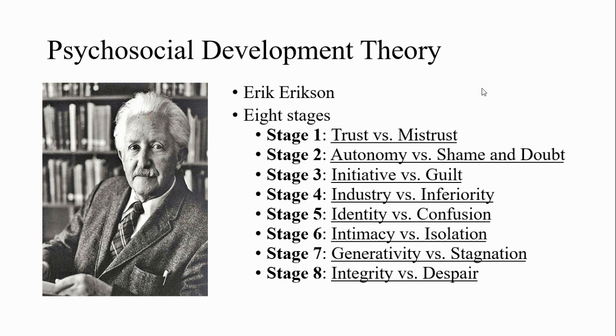This is the teenager stage where they work at refining a sense of self. And if they don't, they become confused of who they are. Stage 6 is intimacy versus isolation. It's where young adults struggle to form relationships with others. And if they don't, they'll feel socially isolated. Stage 7 is generativity versus stagnation, and this is in adulthood.